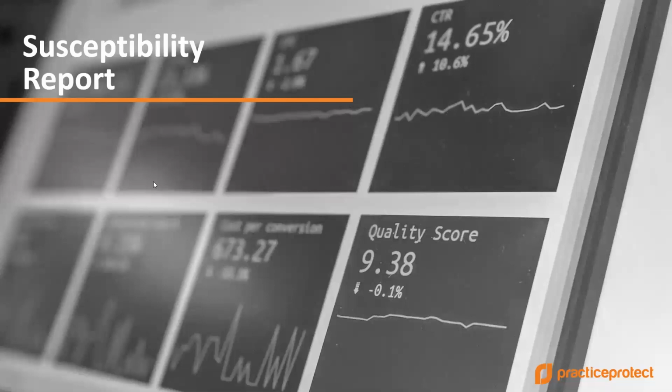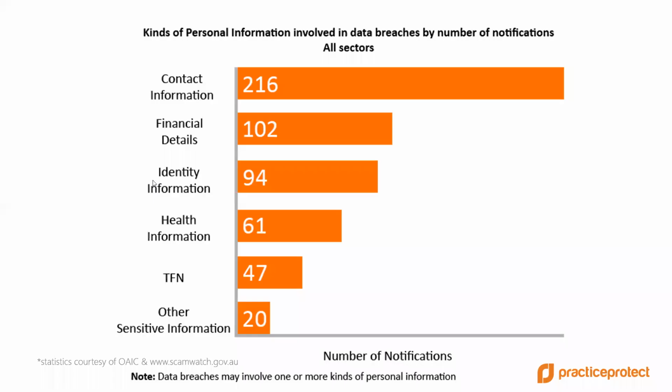Which is kind of concerning. The most information is getting taken actually. So of the breaches that occurred over the last little while, the OAIC has a cool website called ScamWatch, and we've pulled these from there. So of the last X amount of breaches, 216 of 350 breaches were actually the taking of contact information to repurpose as marketing lists, and also to once again, retarget. Financial details, identity information, health information, TFNs fall far behind. So this is actually what they're taking.